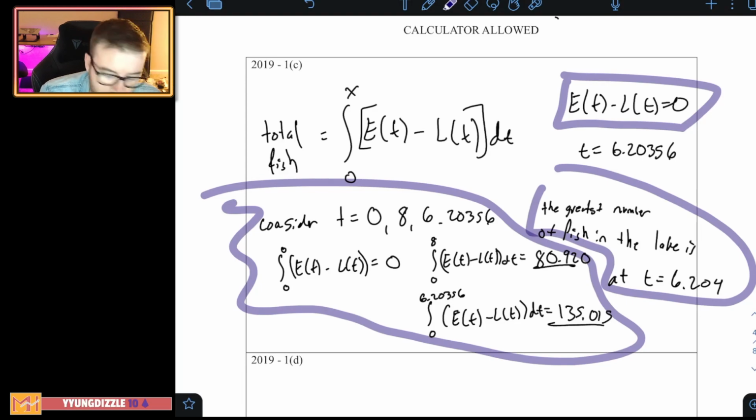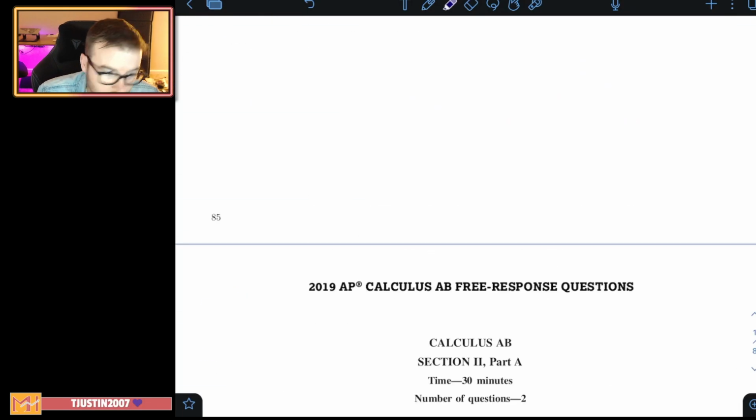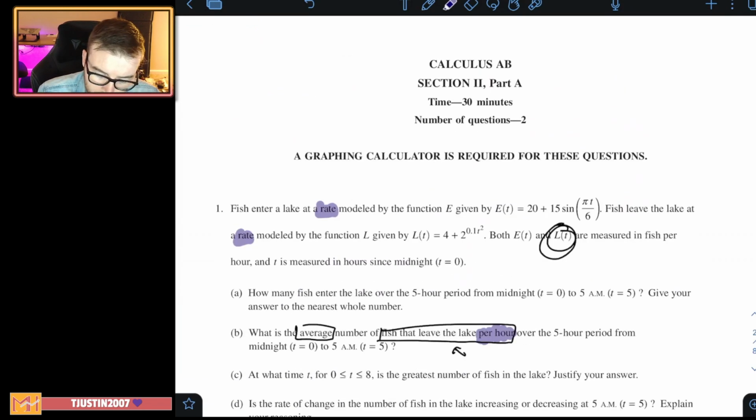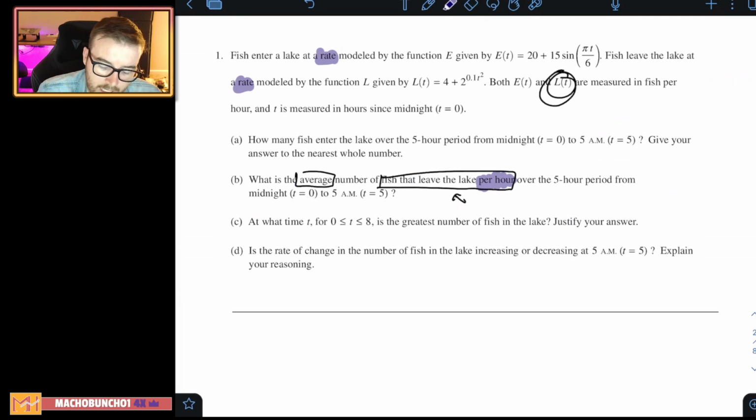All right. And then part D, we're gonna be well under 20 some minutes here, which is nice. Is the rate of change in the number of fish in the lake increasing or decreasing? Explain your answer. Is the rate of change increasing?